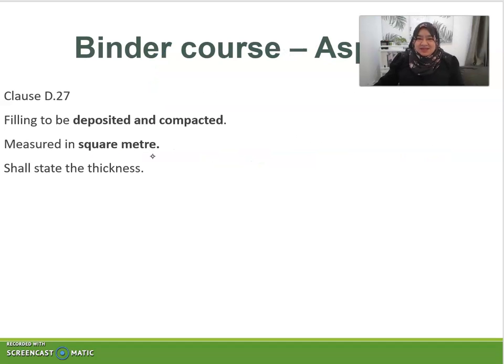Next one is a binder course using asphalt, also referred to section D27, with filling to be deposited and compacted. When you have this explanation in your description, it should always come together with the expected thickness or maximum thickness, and it also needs to be measured in meter square.